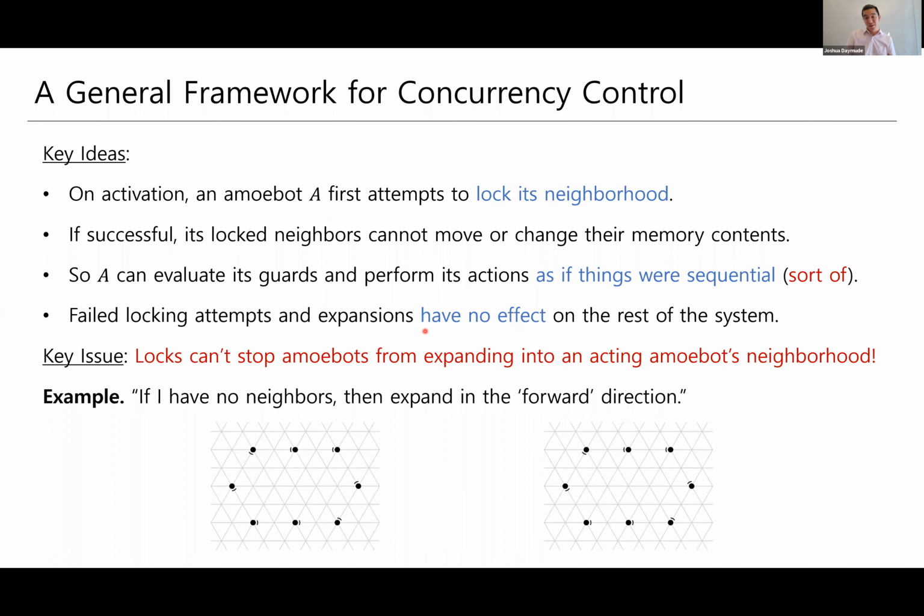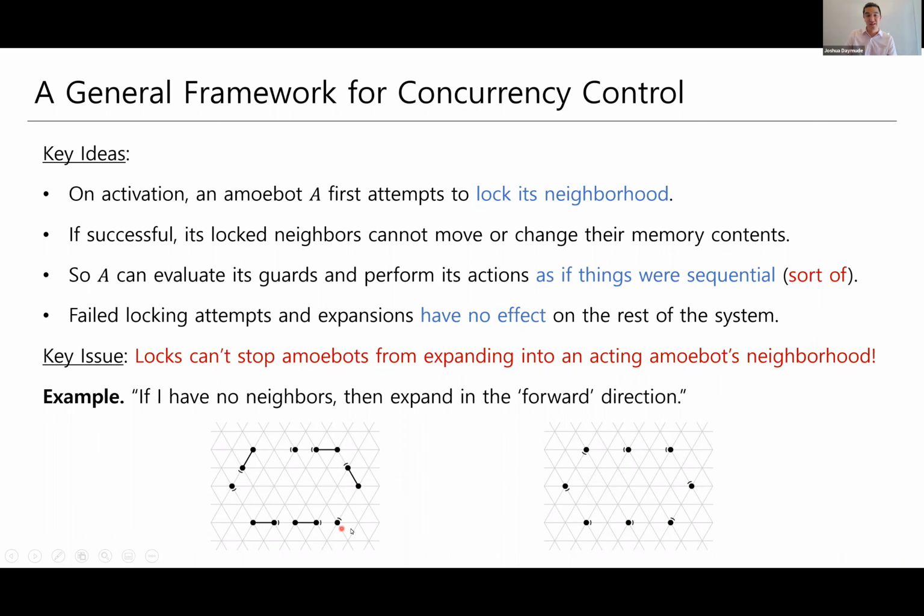So let's just look at a quick example of how this breaks down, and why, in fact, this is a key issue, not only for our framework, but for any kind of approach that is going to try and address concurrency control. So imagine that we have a very simple algorithm. If I have no neighbors, then expand forward, where forward is going to be marked by these little ticks that the Amoebots have. In the sequential world on the left-hand side, we might activate one Amoebot at a time and see that, lo and behold, at the beginning, they don't have any neighbors, so they get to expand. But eventually we'll hit a point where at least one Amoebot will now have a neighbor and will not be able to expand, right?